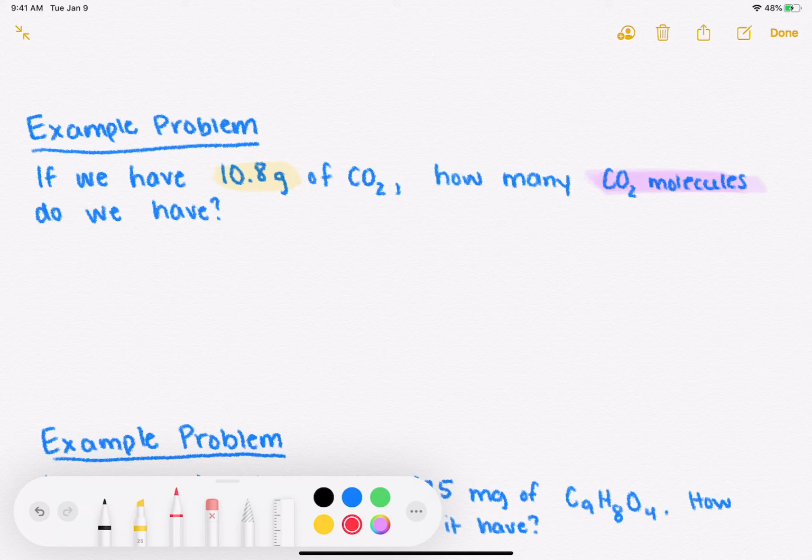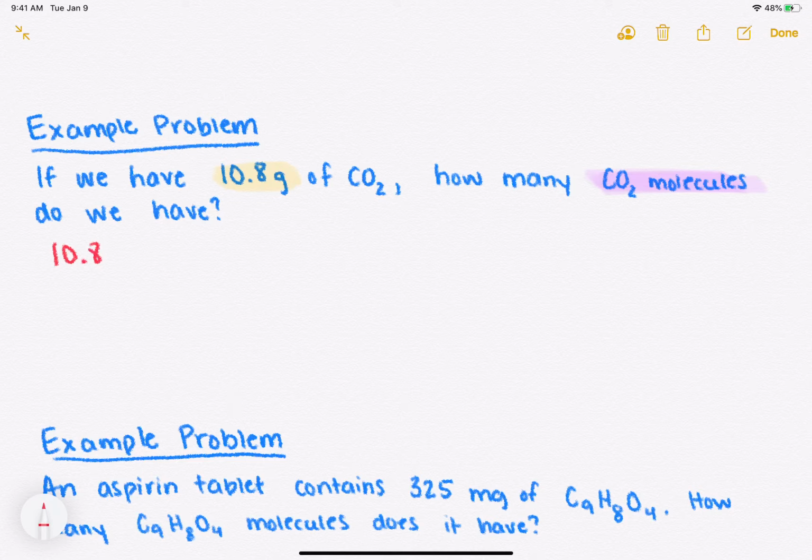To start this problem, we have 10.8 grams of CO2, and I always write what the chemical is when we're doing our conversion problems. Right now it doesn't really matter, but later on when we start working with chemical reactions, we're going to have multiple different molecules in the same problem, and it's going to be much easier if you write the molecule name in the box when you're doing your dimensional analysis.